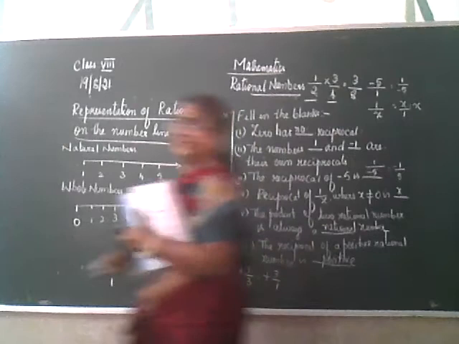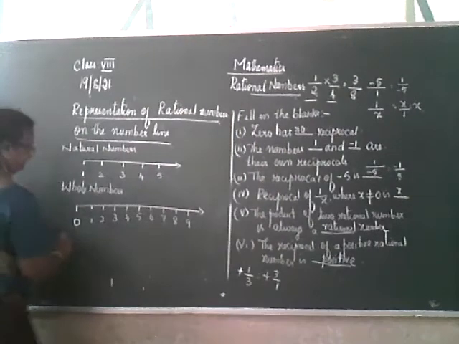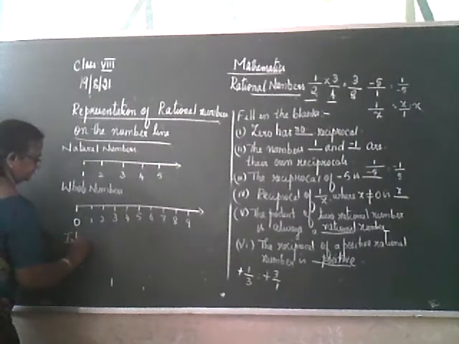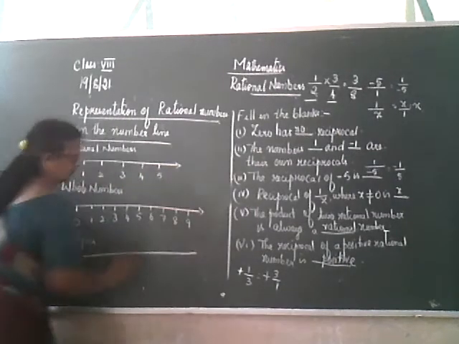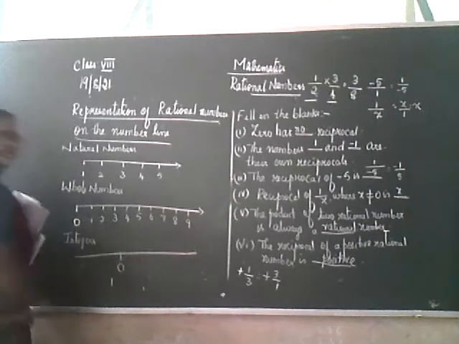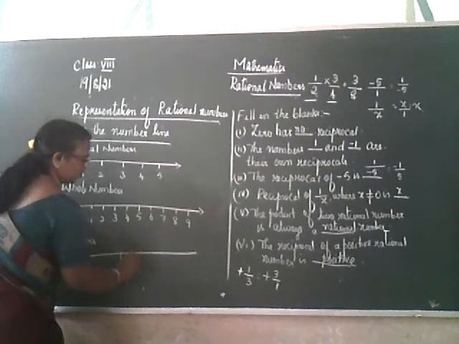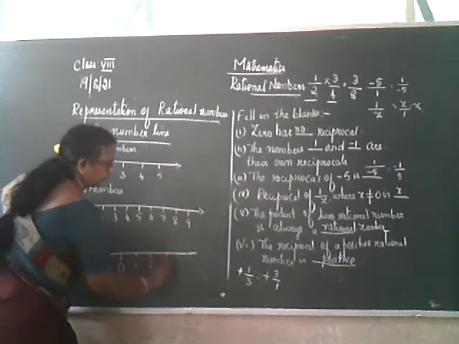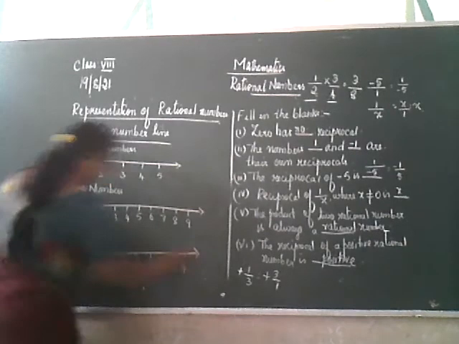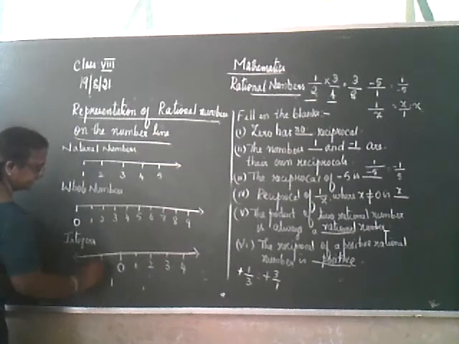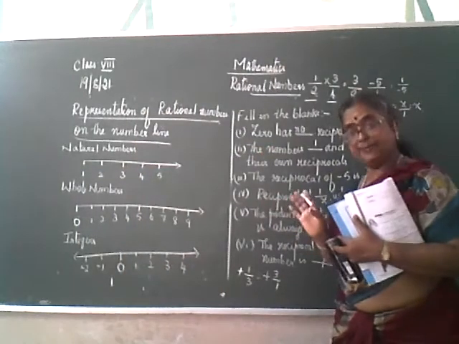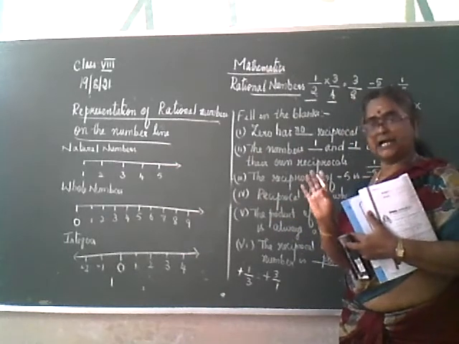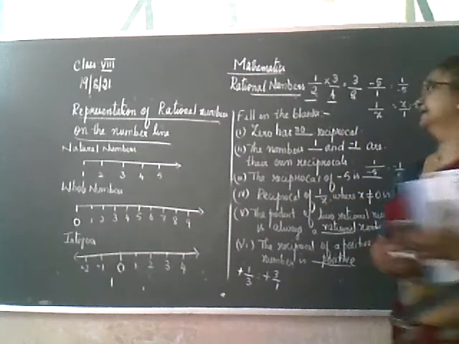What about integers? To the right of 0, it will carry on with 1, 2, 3, 4. And to the left of 0, it will have negative integers, -1, -2, -3, -4. So, it moves indefinitely on both sides. Towards the right, they are positive. Towards the left, they are negative.